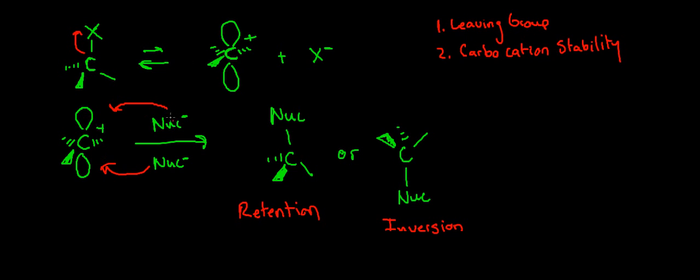A nucleophile then attacks this carbocation, and since this ring is planar, it can go above it or below it, and the result will be a racemic mixture, and the stereochemistry can be retained or it can be inverted.